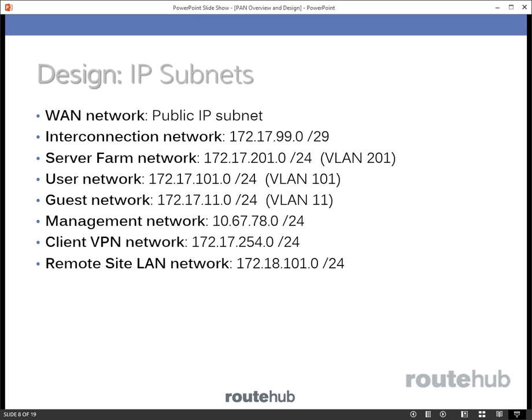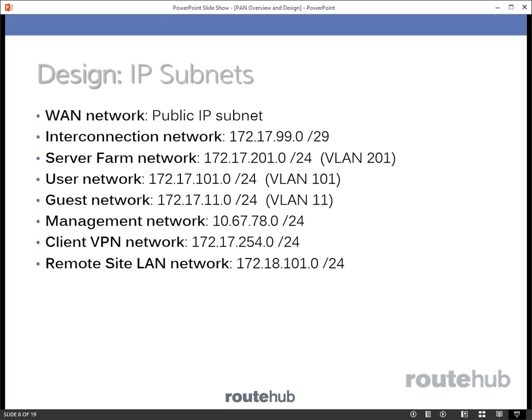So our main location will be configured for 7 networks. We will have our WAN subnet, which will be a public IP block that we have obtained from our internet provider. We will have an interconnection subnet that will exist between our PAN and our Cisco core switch, configured as a layer 3 connection. We will have our server network, which will be 172.17.201.0, and we will have a user subnet, which will be 172.17.101.0. These two networks will be routed directly within our LAN, and this will make up our trusted network, or the LAN zone.